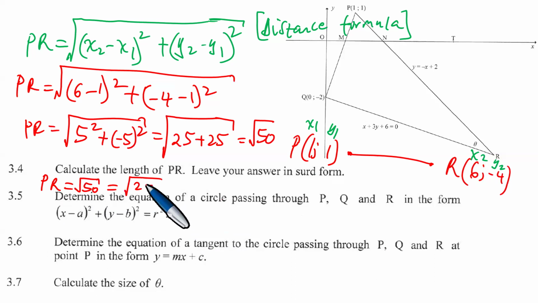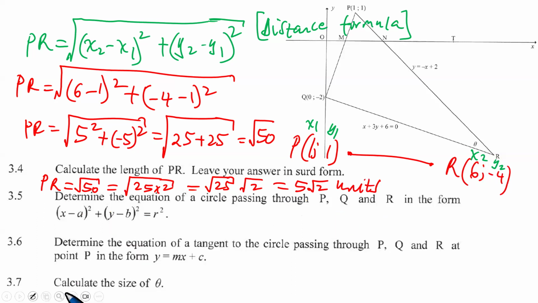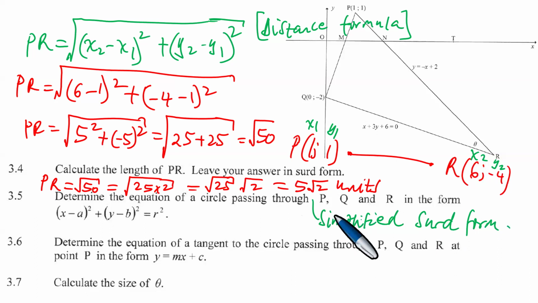But the square root of 50 is the square root of 25 times 2. What is the square root of 25? It is 5, so we get 5 square root of 2 units. So this is the length of PR, 5 square root of 2 units. This is said to be in simplified surd form.